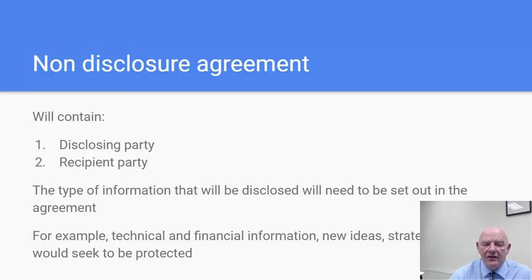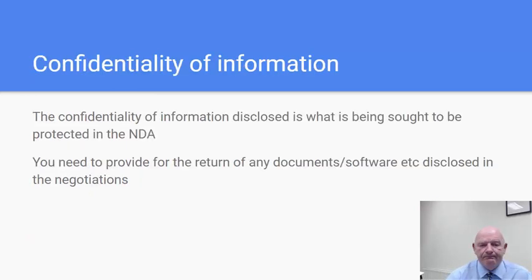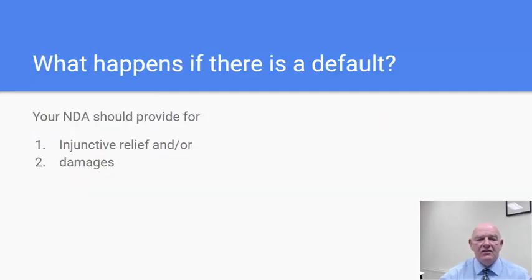The type of information that will be disclosed will need to be set out in the agreement. For example, it could be technical or financial information. It could be a new idea or strategy or tactics. You'll be looking to protect these in the agreement. Confidentiality of the information then is what you're looking for, and you're looking for protection in relation to what's disclosed. You need to provide also for the return of any documents or software or any other data that might be disclosed as part of your discussions or negotiations.